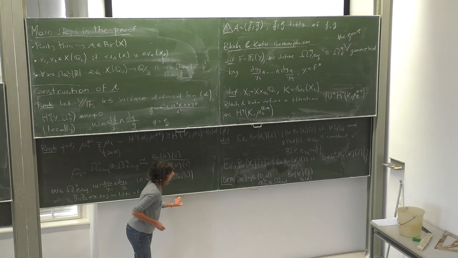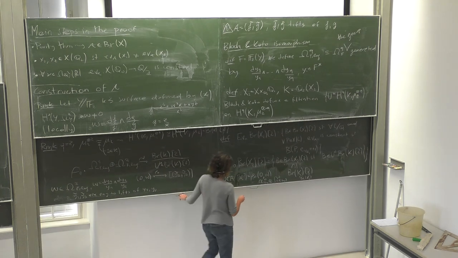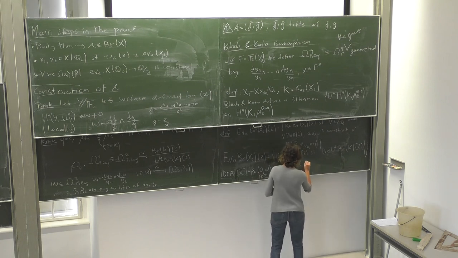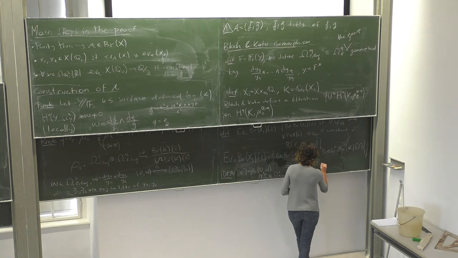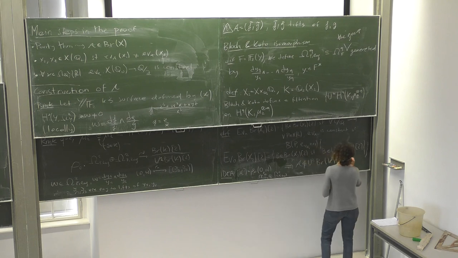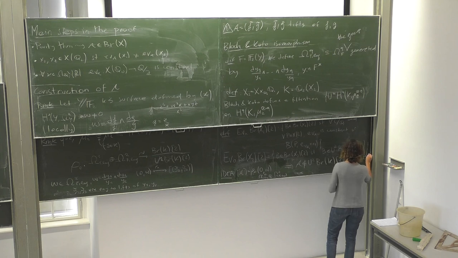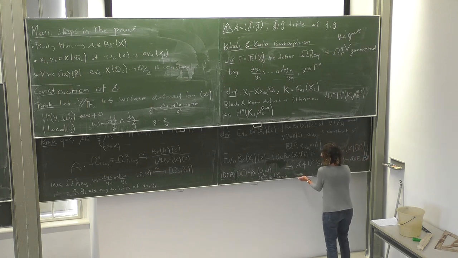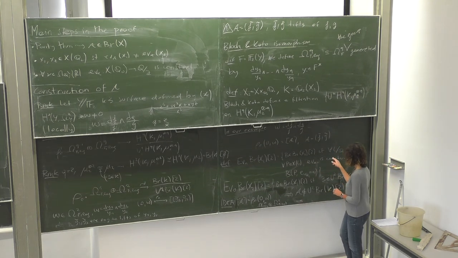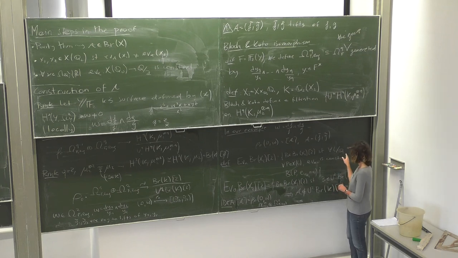And therefore, this implies that A is not in the second piece of the filtration, and therefore A is not in the valuation zero part. And if we look at the definition of the valuation zero part, this means that at least over a base change to Q2, the field Q2, the valuation map is non-constant.